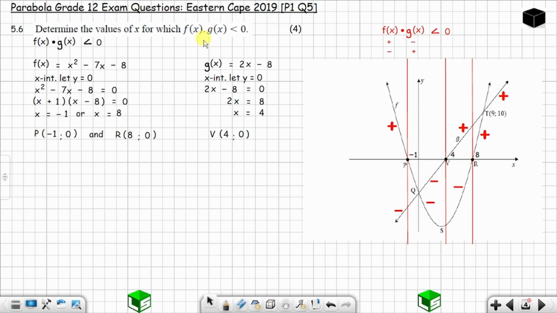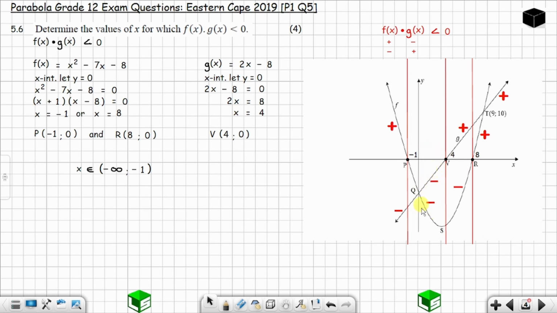So the answer to this question is x is an element of negative infinity up to negative 1. This is going to satisfy. You can see the graphs are still continuing. So from negative infinity up to negative 1, because you have plus and negative. You know that plus times negative is negative. You have negative there. And this one is not going to satisfy because you have minus and minus.